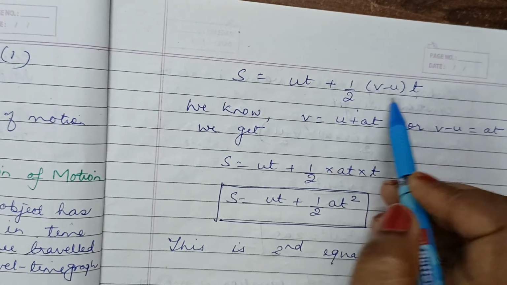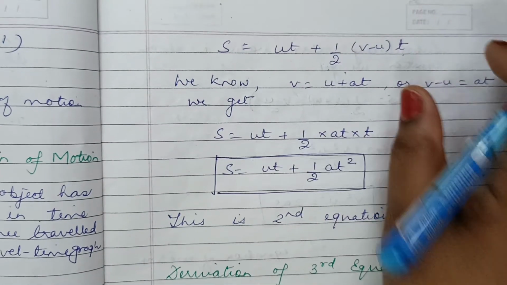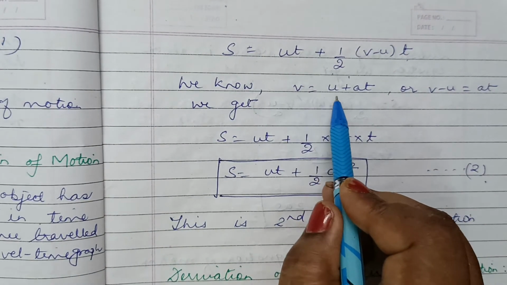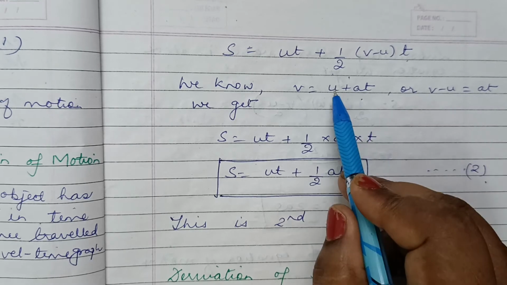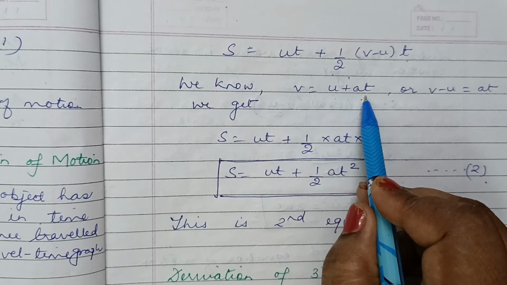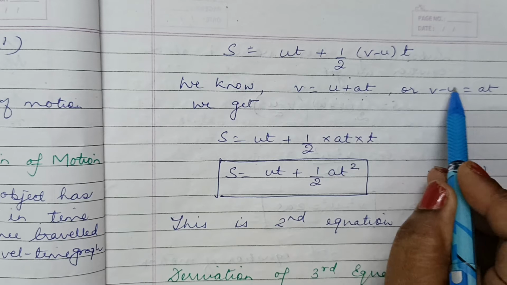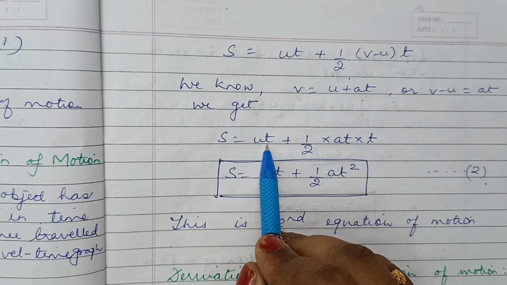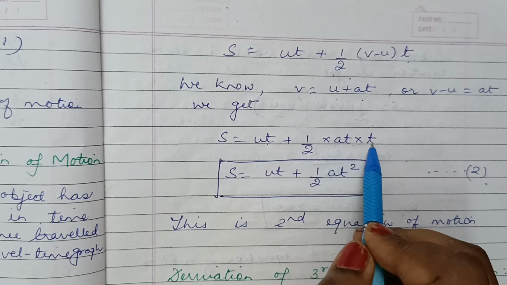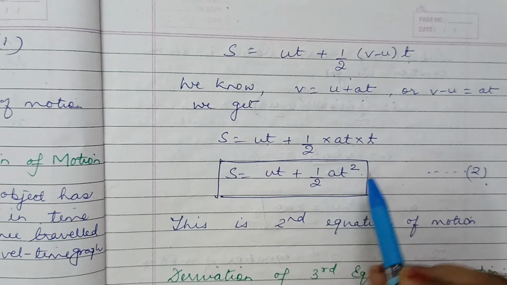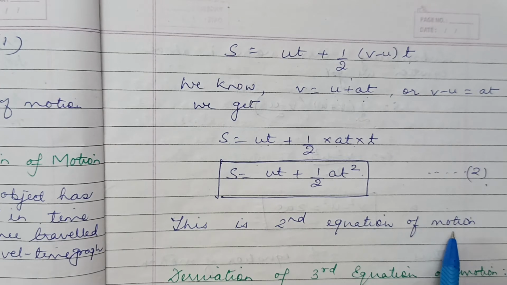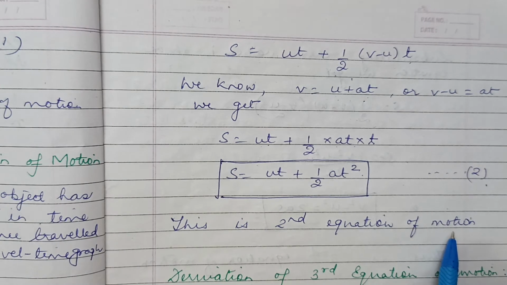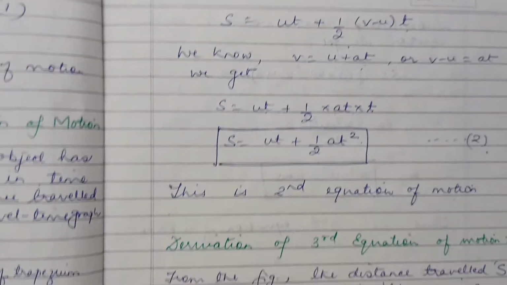When you will solve it, you will get S equals to UT plus half into V minus U into T. Now from the first equation of motion, what have you learnt? That V is equal to U plus AT, or V minus U equals to AT. So substitute this value of V minus U in this equation. You will get S equals to UT plus half AT into T, that is half AT square. So this is the second equation of motion. Clear?